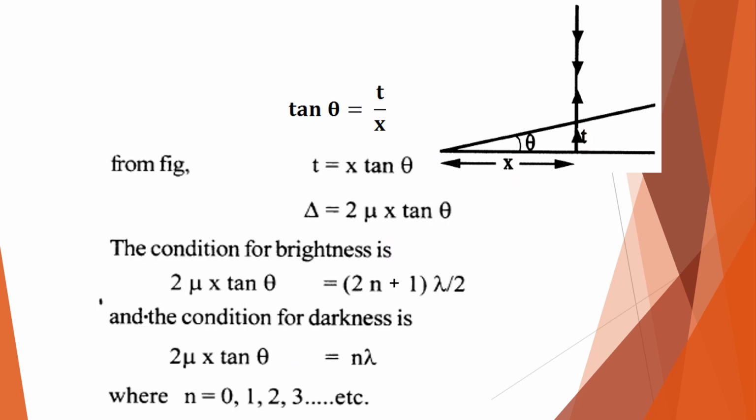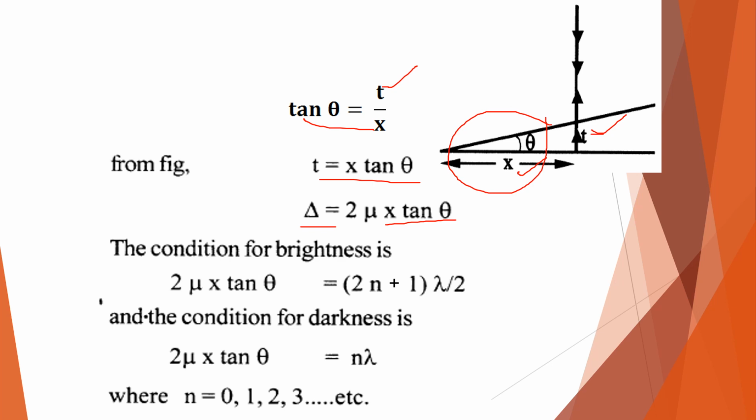From the figure, what is the value of tan theta? Tan theta is opposite side by adjacent side. Therefore, tan theta is equal to t by x. Now, we can write the value of t as x tan theta. The apparent path difference delta is equal to 2 mu t, so instead of t, you can write x tan theta. So, delta is equal to 2 mu x tan theta.